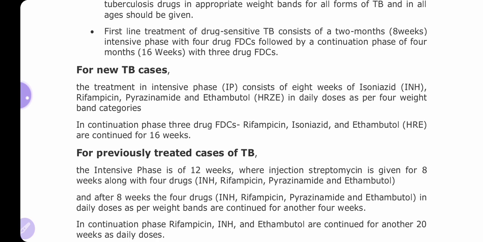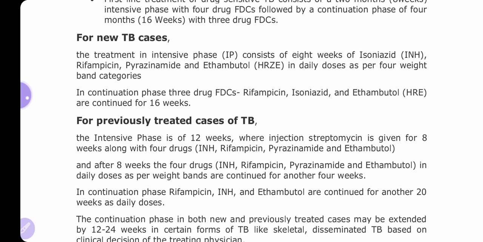In continuation phase, 3 drugs FDCs are used, that is rifampicin, isoniazid, and ethambutol, and it is continued for 16 weeks, that is 4 months. So 2 months and 4 months, the new TB cases are treated for TB for 6 months.